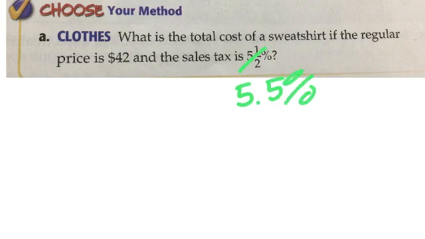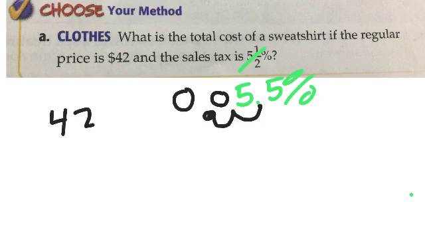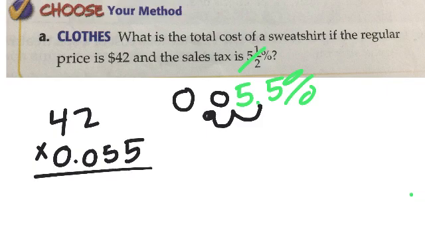And everything else, I'll let you try it. Okay, so tell me, how did you find this? First of all, I converted 5.5 into a decimal. Yes. So what did you get when it was a decimal? 0.055. Yes, 0.055. Okay, now what? Then I multiplied 42 times 0.055. Very good. And then when you multiply those, what did you get?